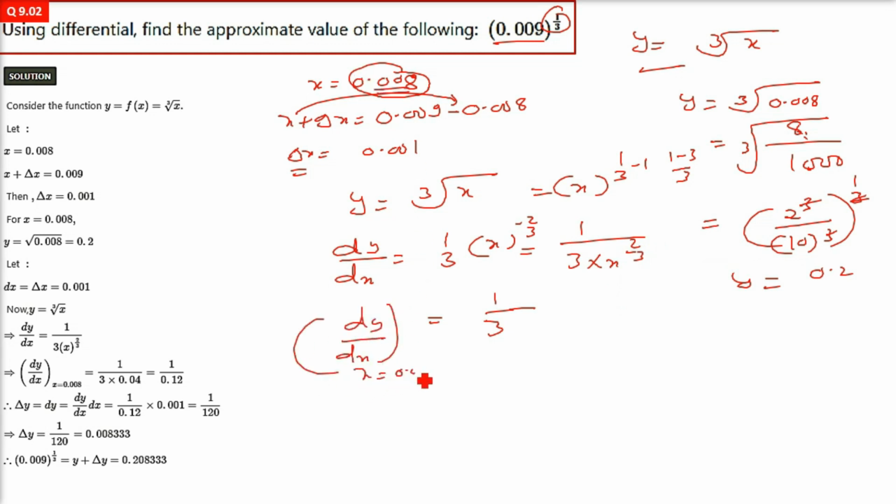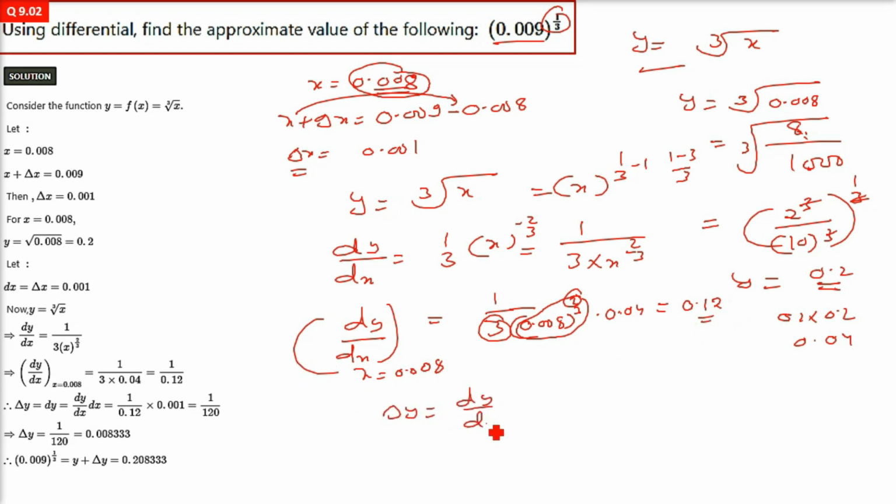So x equals 0.008, we will find 0.008 to the power 2 by 3. And 0.008 to the power 1 by 3 we have already computed, it is 0.2. So essentially it is 0.2 squared, which is 0.04. Now multiply by 3, it will be 0.12. So dy by dx at x equals 0.008 is 1 by 0.12.